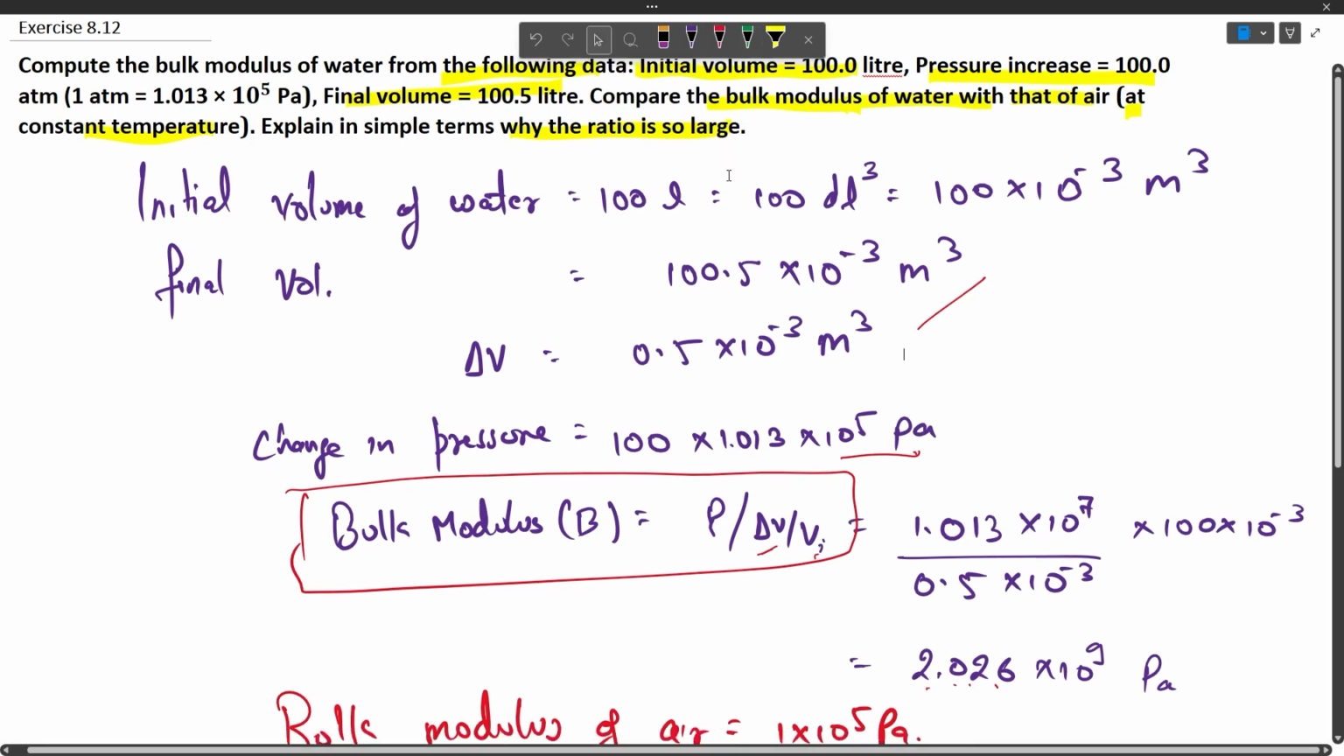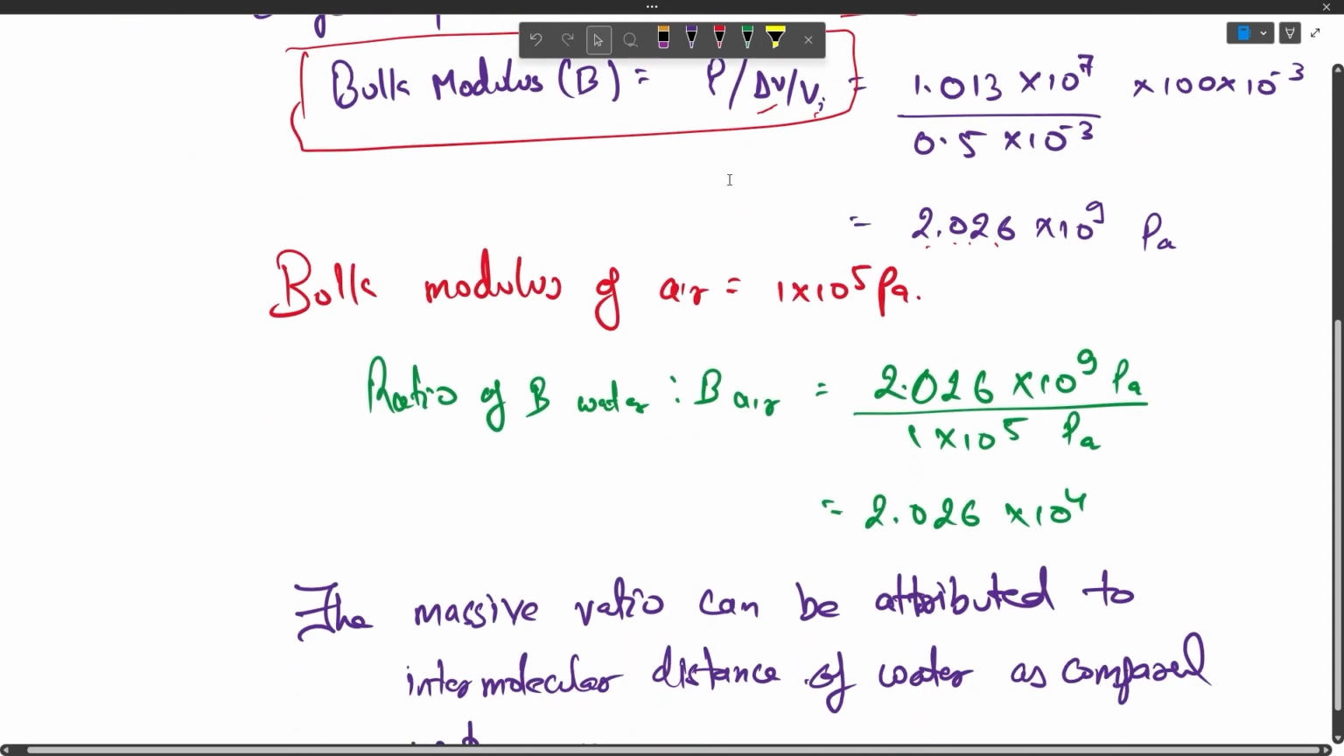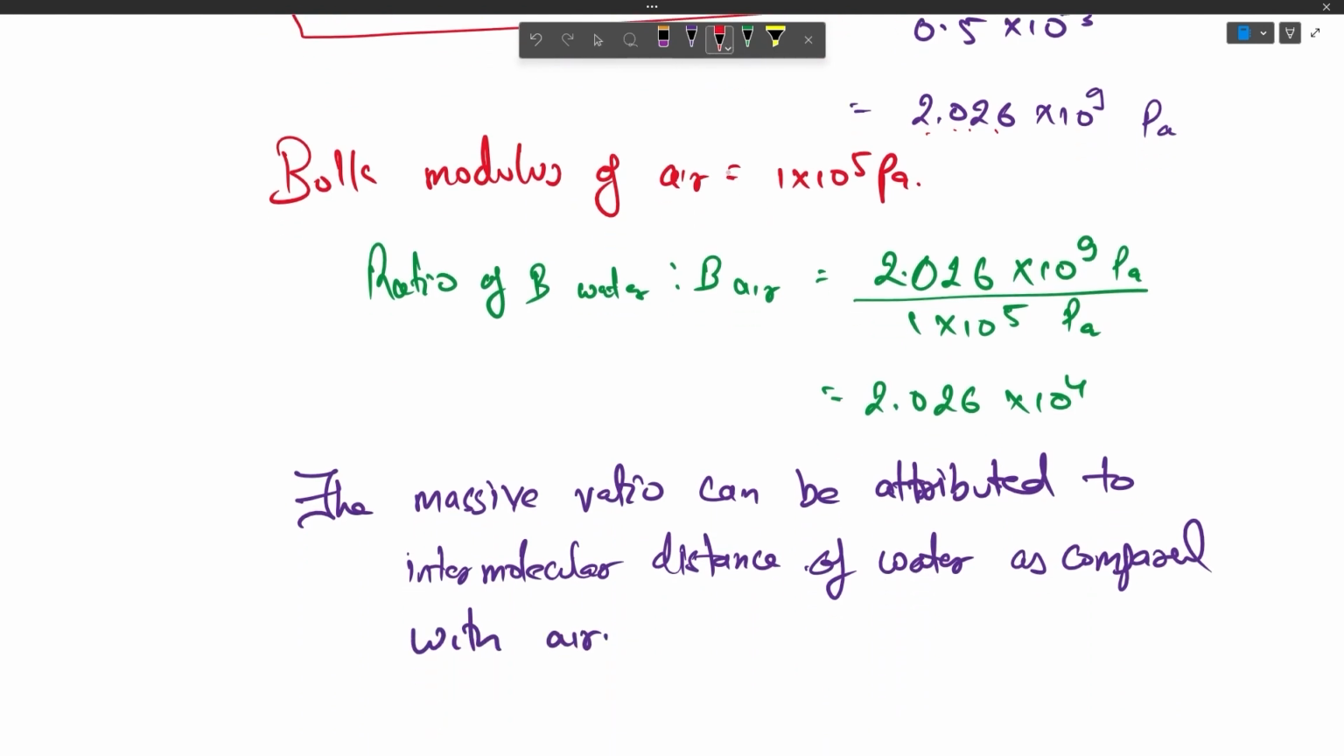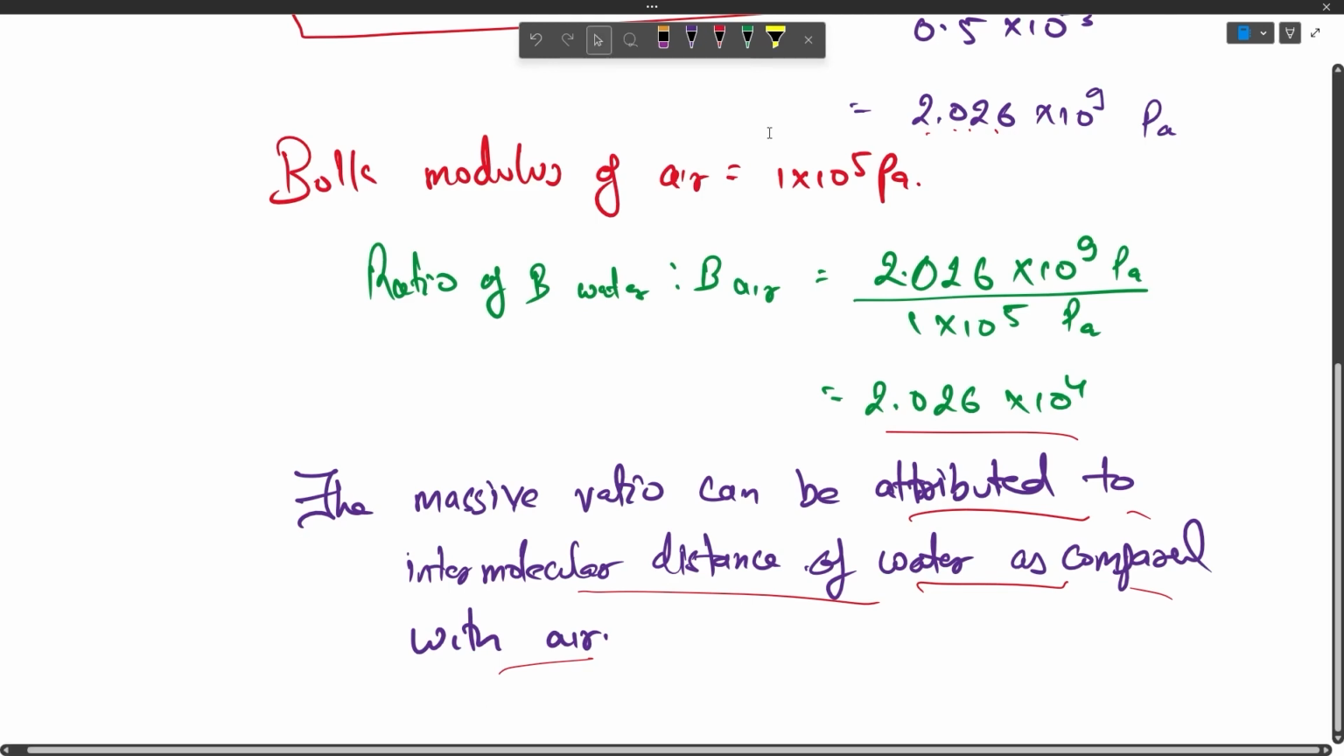Now in the second part of the question, as it was said that we have to compare the bulk modulus of water with that of air. So bulk modulus of air is 1 into 10 to the power 5 Pascal, and the ratio comes out to be 2.026 into 10 to the power 4. So this massive ratio can be attributed to the intermolecular distance of water as compared with the air. Air molecules have much larger distance as compared to that of the water molecules. That is why the bulk modulus of air is so low, or it is much easier to compress the air as compared to water. Thank you.